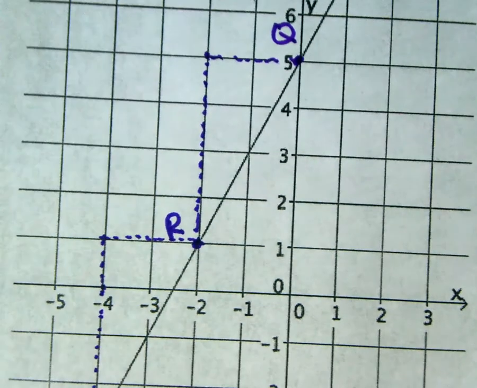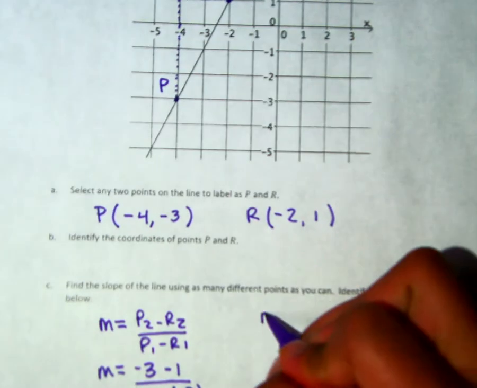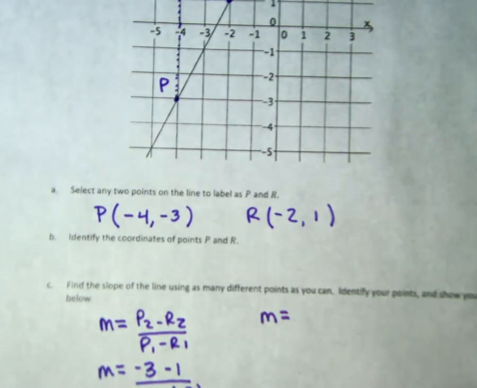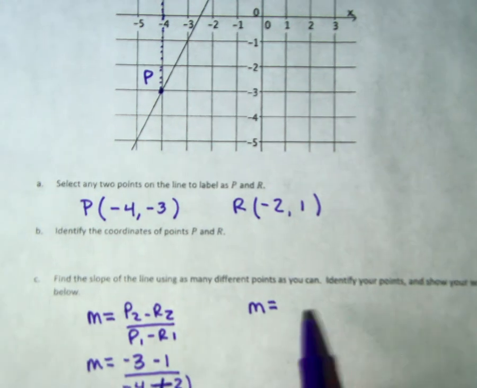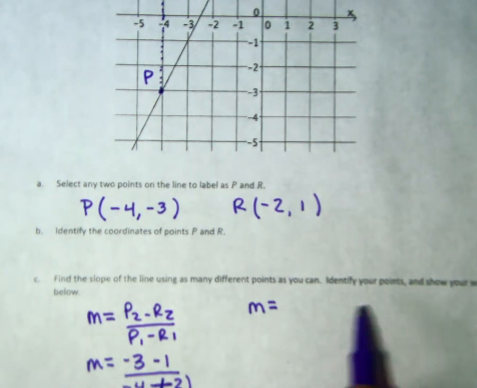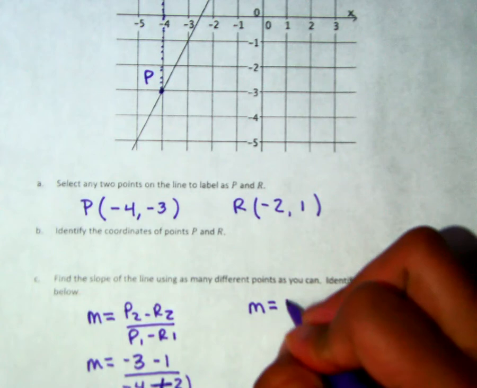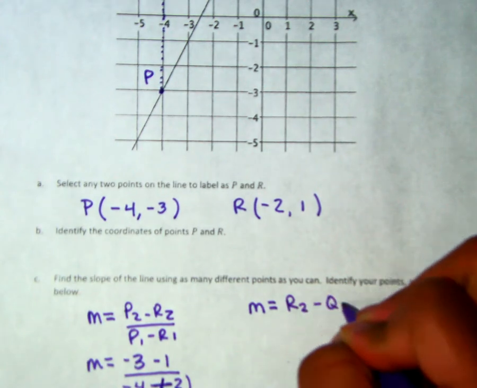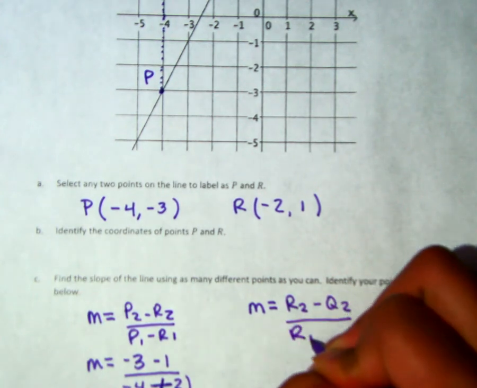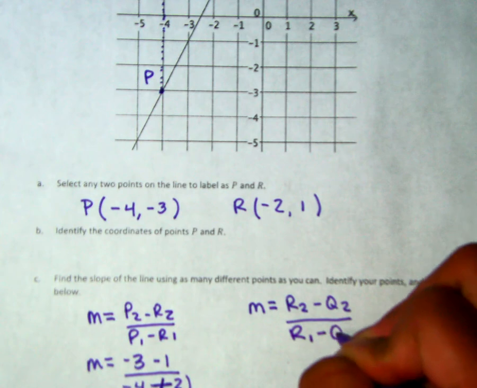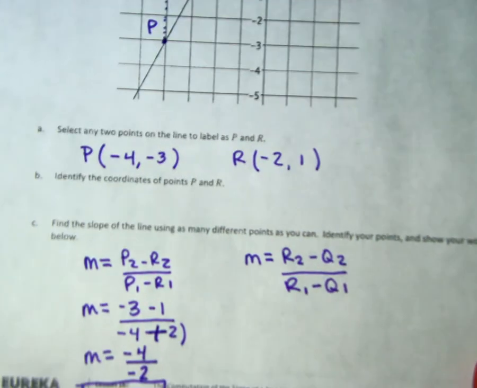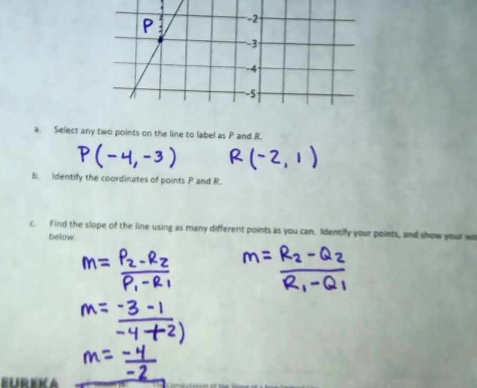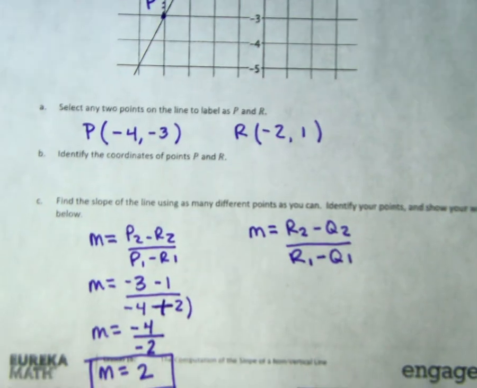Label that point Q. We'll go back down to the bottom, and I am going to compute now. Let's use point R and Q. So our formula will change up. I'm using points R and Q. It's actually going to be R2 minus Q2 over R1 minus Q1. Substitute your given values and verify that your slope is 2.